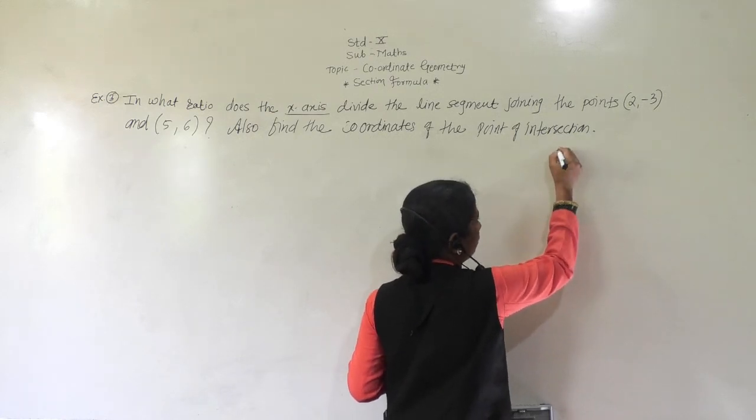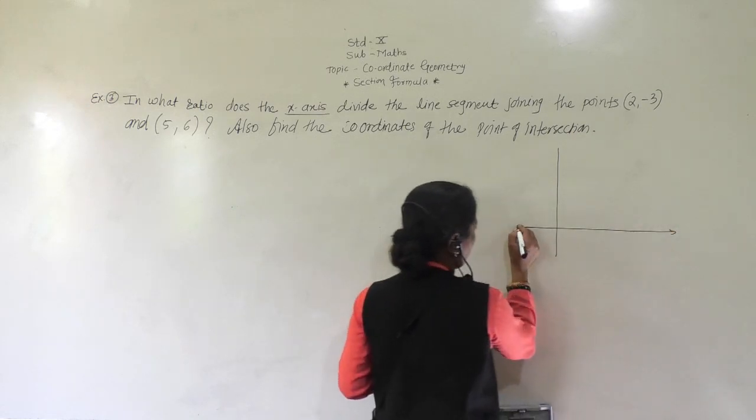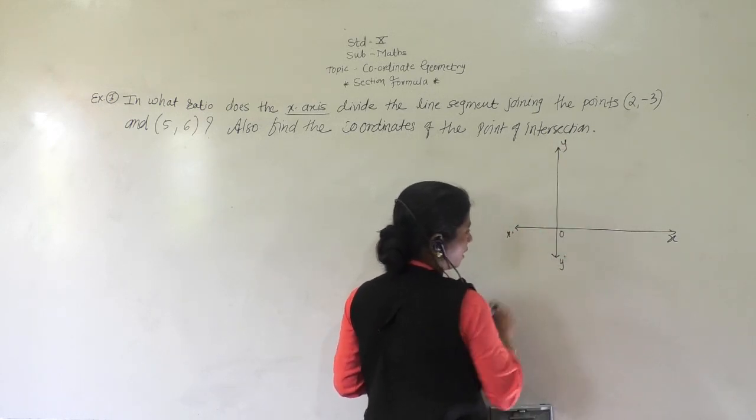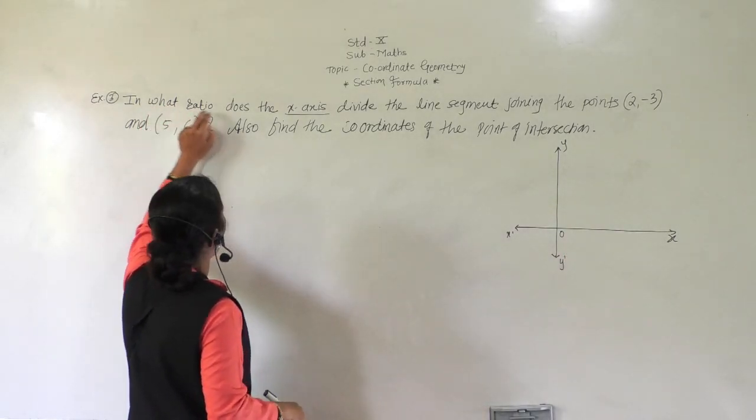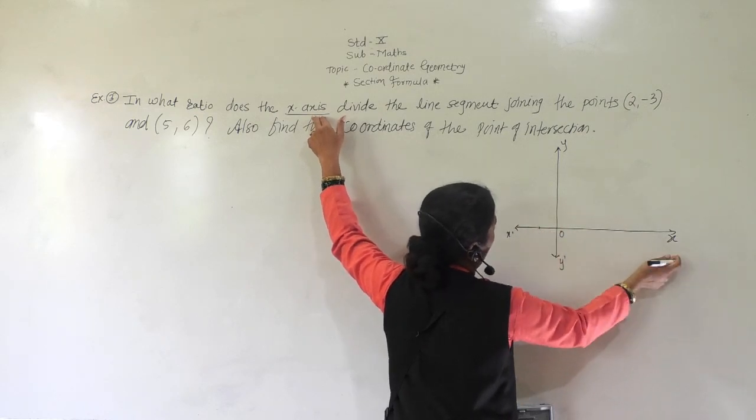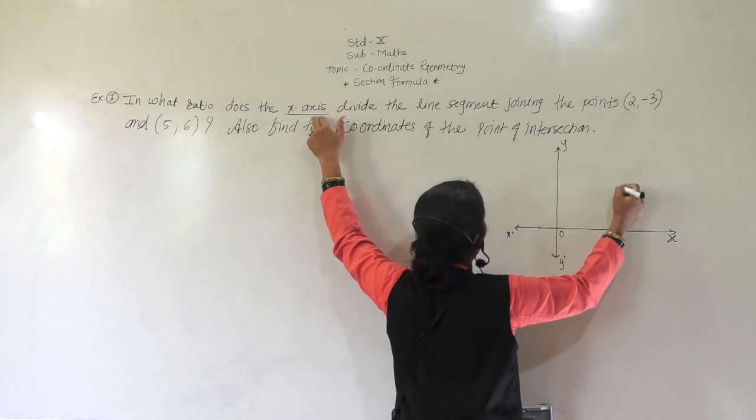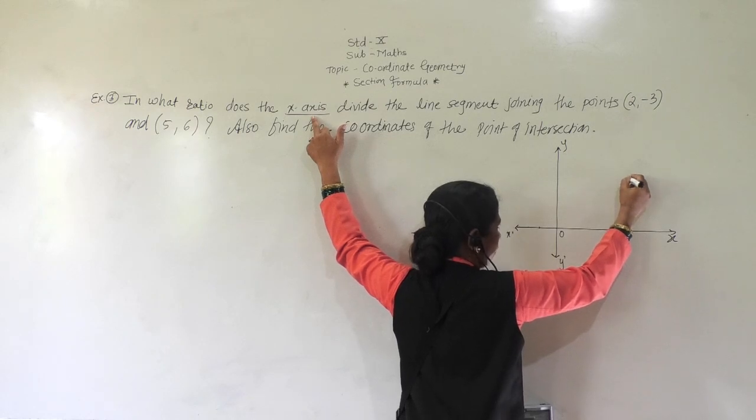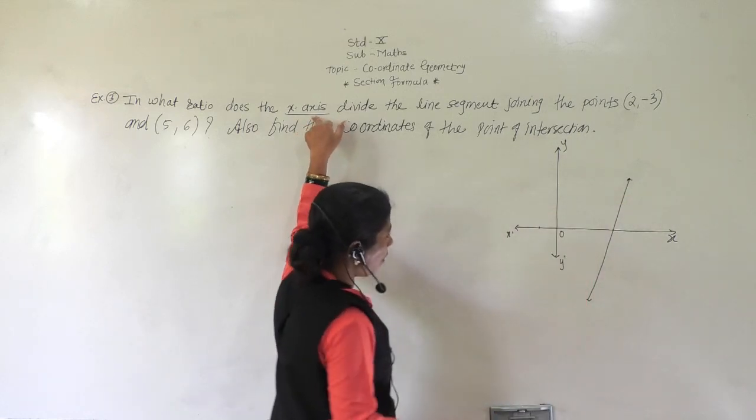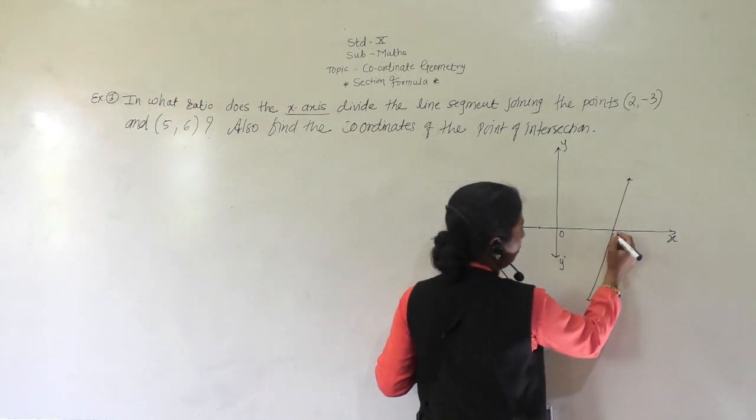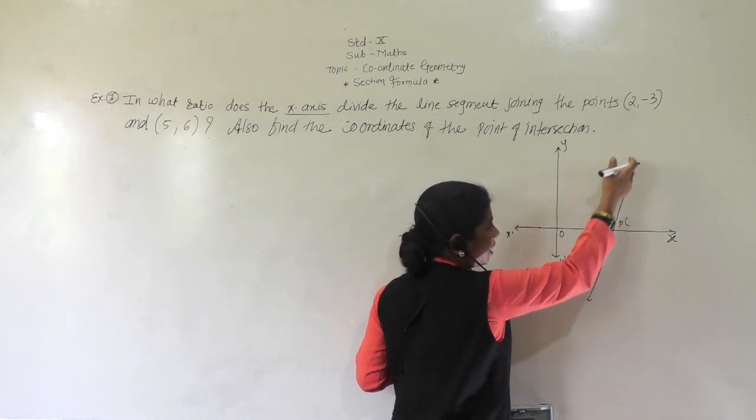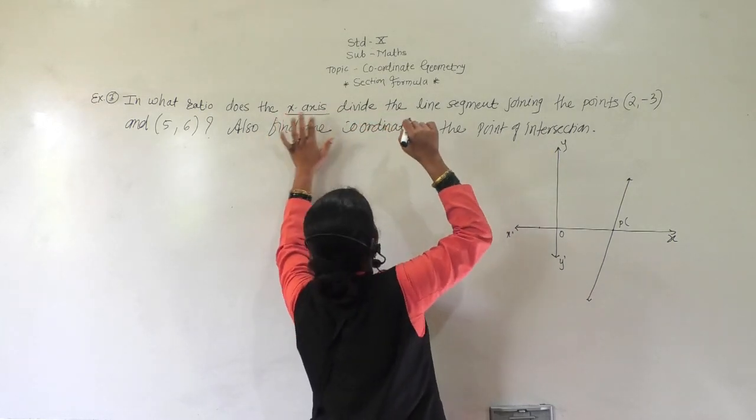Now here we will see first this is your coordinate axis. Which axis? This is X'OX, Y'OY, right? Now, according to the example, in what ratio does the x axis divide the line segment? Here suppose the line segment has this point A and this point B, and the x axis divides it internally here. So the point is on the x axis, so we will take it to be the point P here. The x axis divides the line segment.